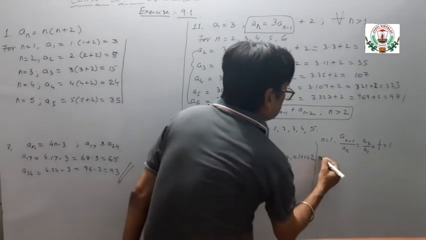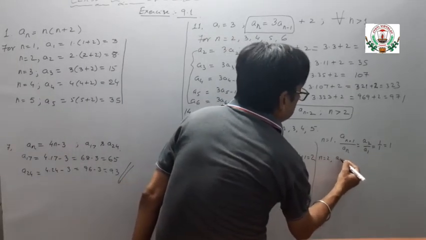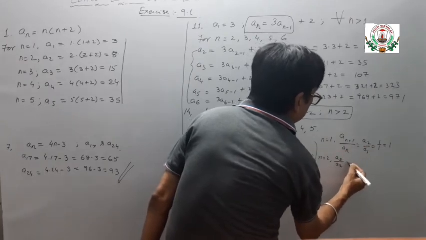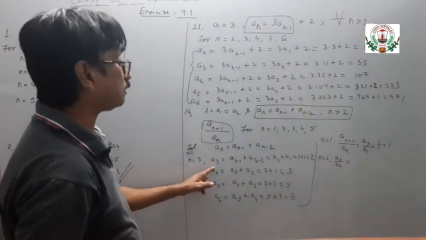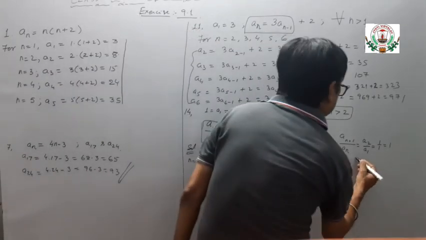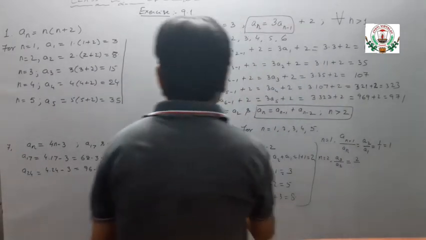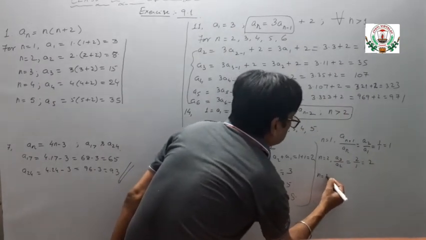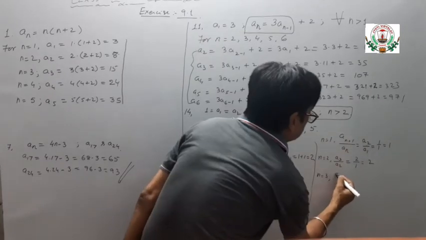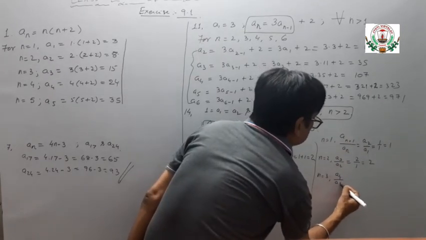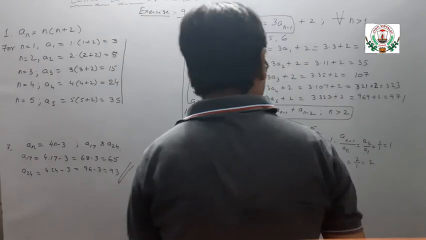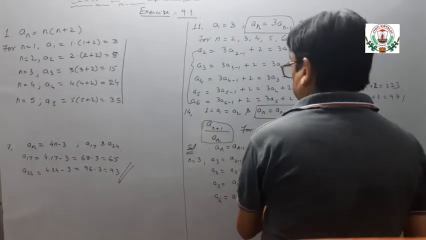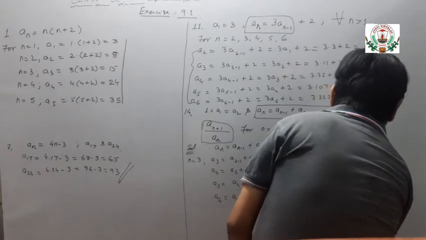After that, for n equal to 2, a(2+1), the 3rd term upon a2. The third term I have calculated here is 2 and a2 is 1, so 2 by 1 is 2. After that, when we take n equal to 3, 3 plus 1 becomes the 4th term upon the third term. The 4th term we have calculated here is 3 and the third term is 2, so it is 3 by 2.